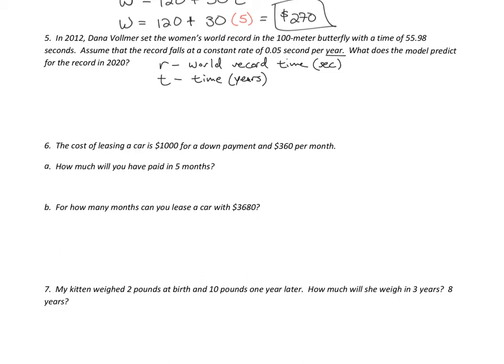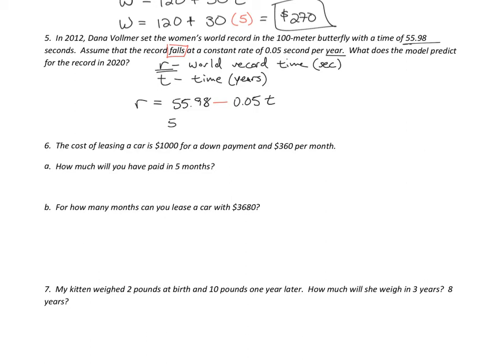So now we can set up this equation. The dependent variable would be equal to the initial value of the world record, which is 55.98, and we will subtract this time because the world record falls at a constant rate. So if we're falling, that means we will be taking it away. So we will subtract 0.05t.